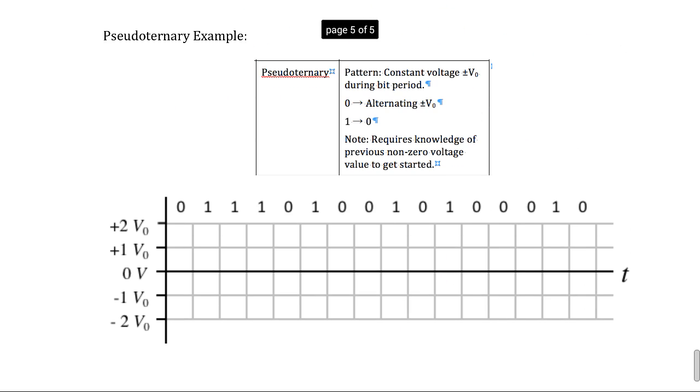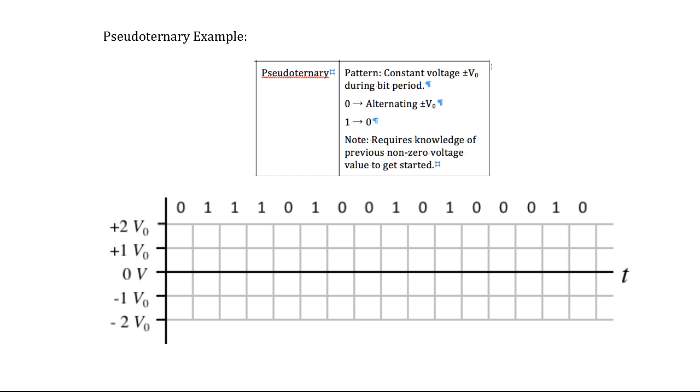Finally, pseudo ternary. The pattern is constant during the bit period. It's just very much like AMI. The 1s give me the 0 voltage, and the 0s alternate, and again we need the previous voltage to get started. Let's say it was positive. The 1s are giving me the 0s this time, and the 0s alternate, and if the previous one was positive, then I go down, and then I go up, then down, then up, then down.